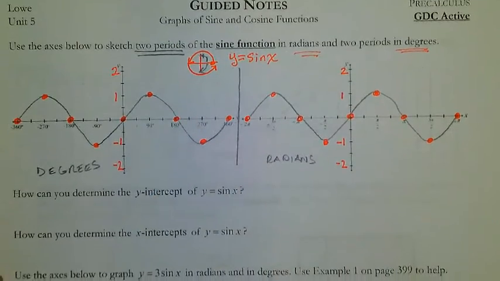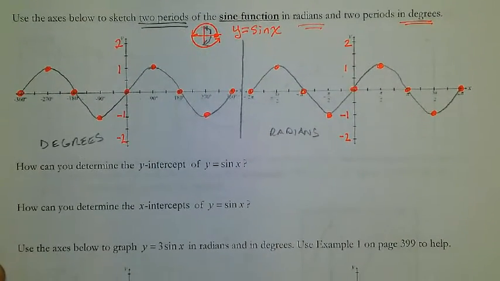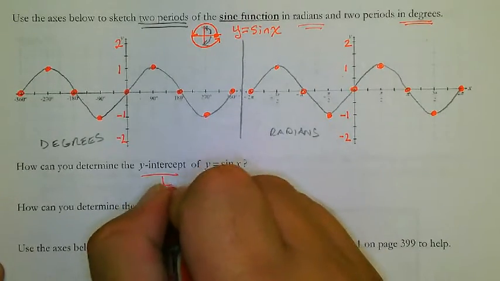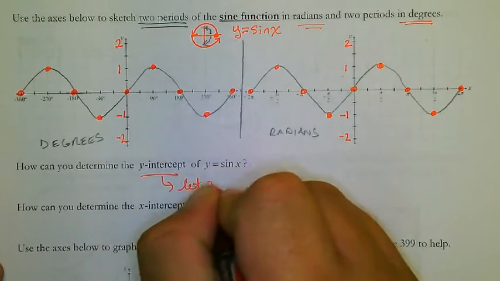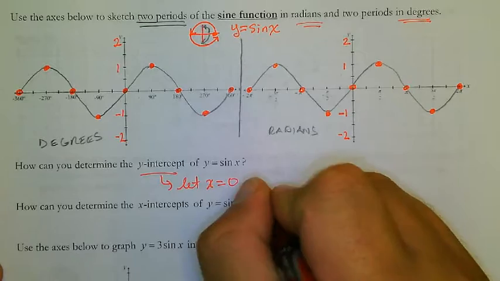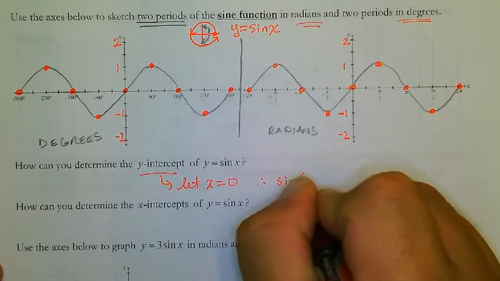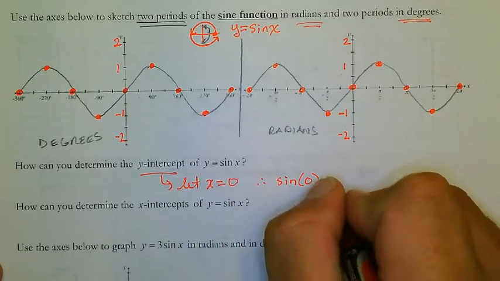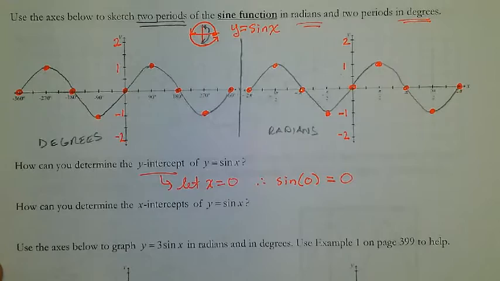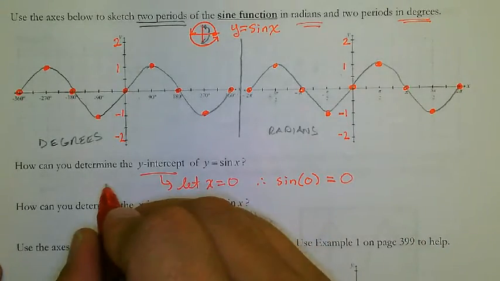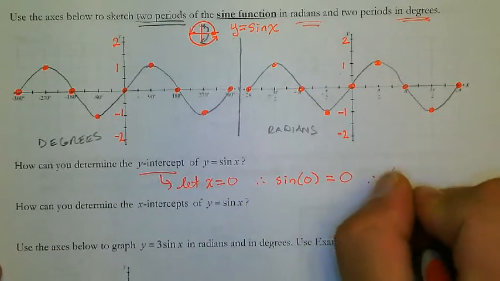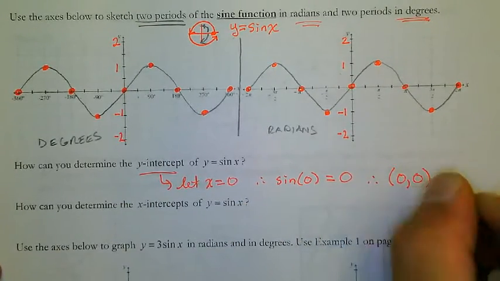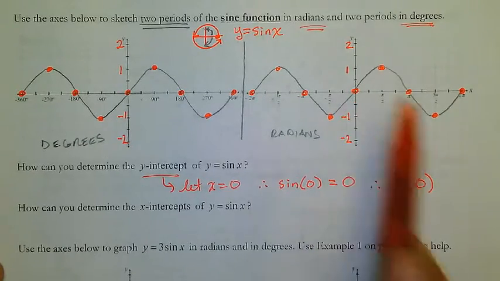So let's go a little bit further with this. How do I determine the y-intercept? For the y-intercept, we're still going to let x be equal to 0. Therefore, the sine of 0 is 0. So the y-intercept is the point (0, 0). The origin is the y-intercept for the sine function.